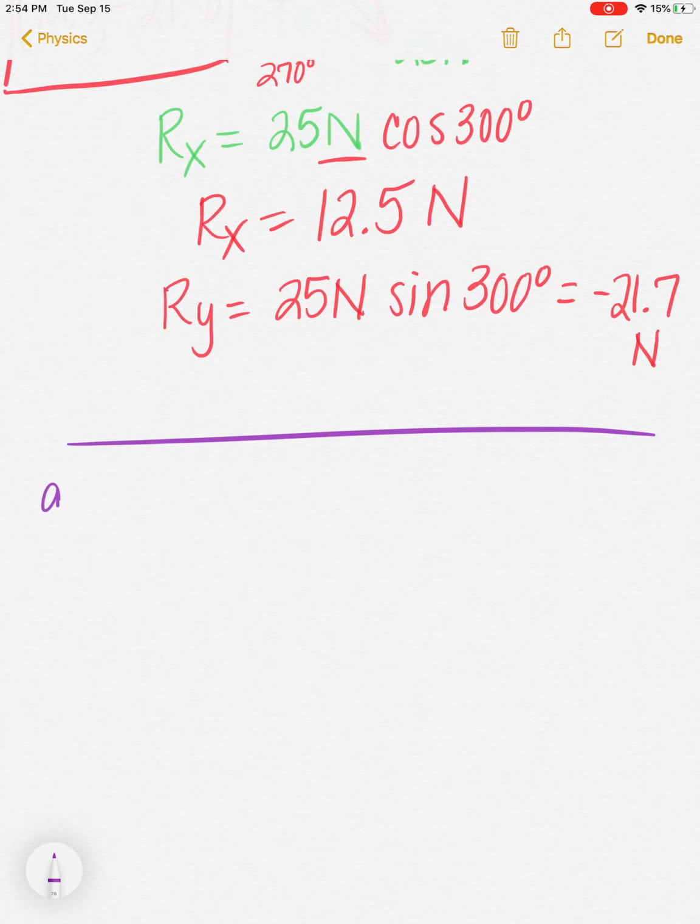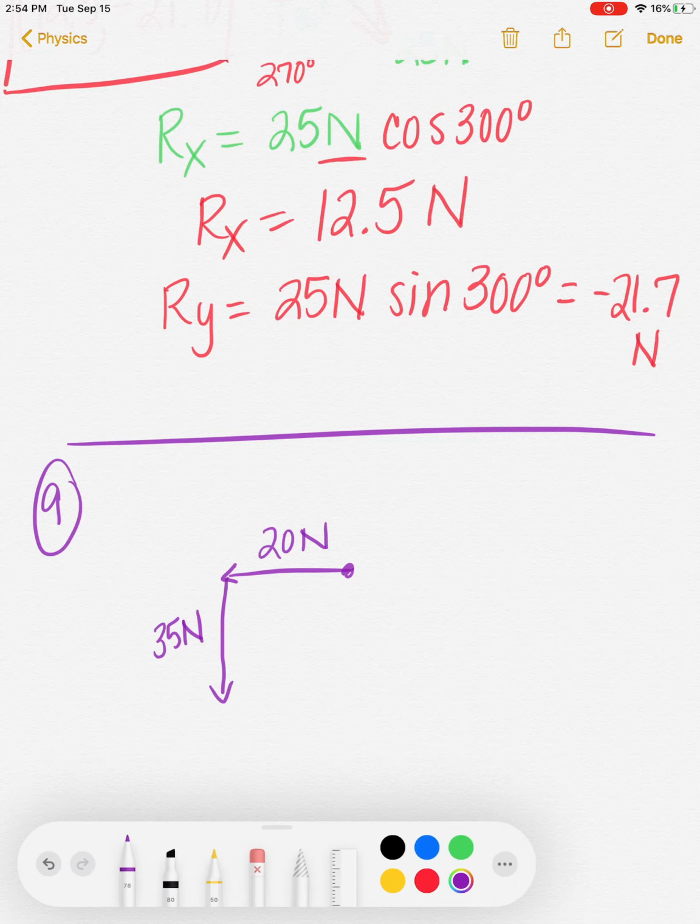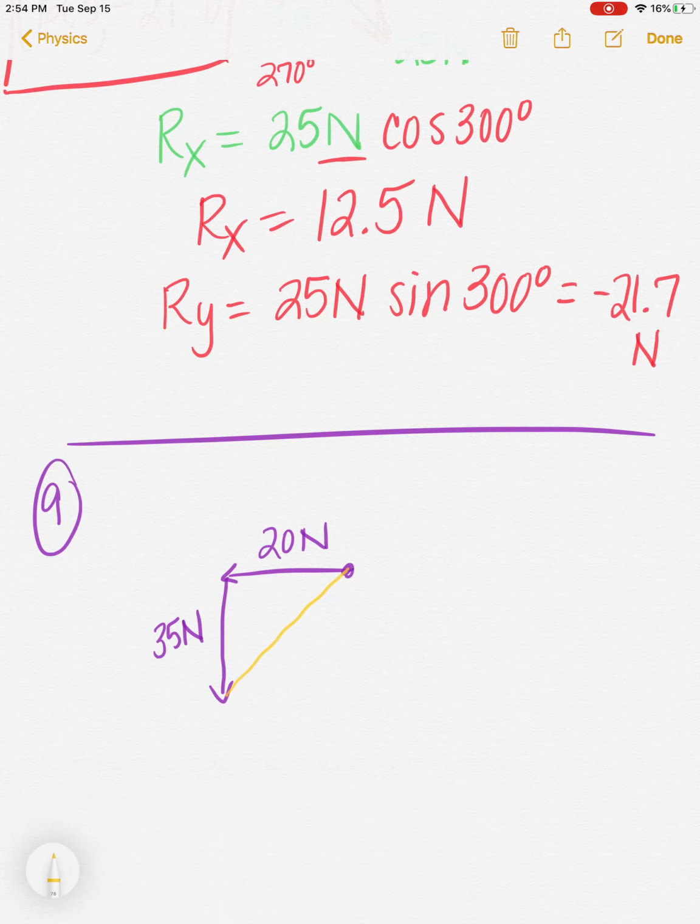All right, likewise, let's move down to the next portion, problem number 9. In problem 9, they give you a vector that is 20 newtons to the left, and then another vector that is 35 newtons in the downward direction. We are supposed to find the resultant. Well, the resultant is like adding those two together. You may have learned in math class that when adding two vectors, you start at the tail of the first vector and then point it towards the head of the last vector. So this is our resultant.